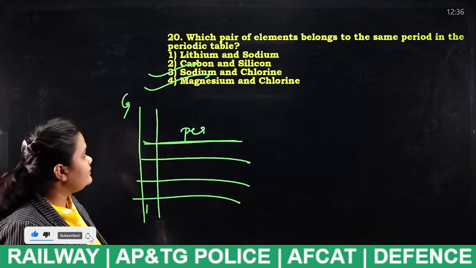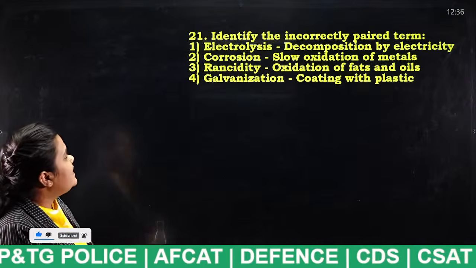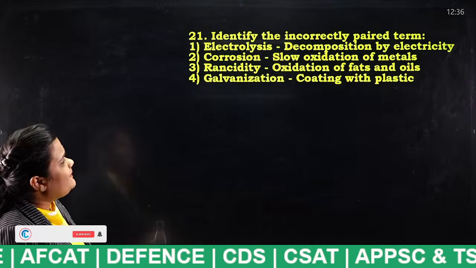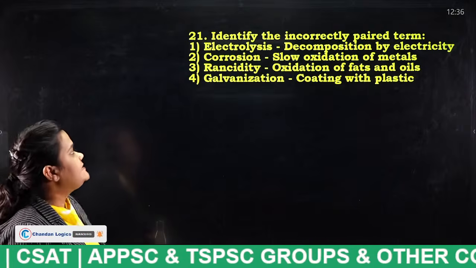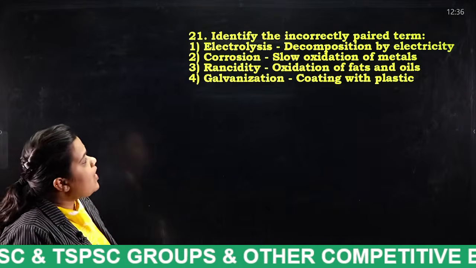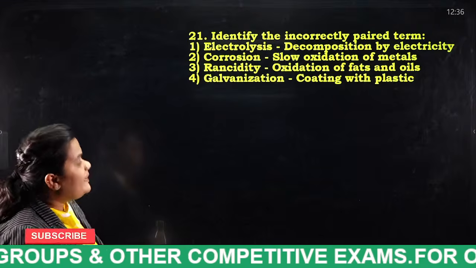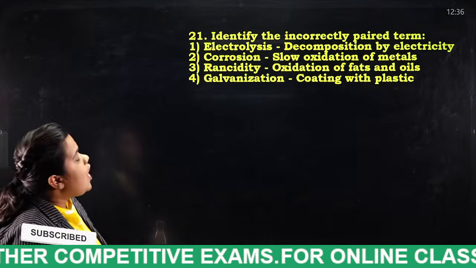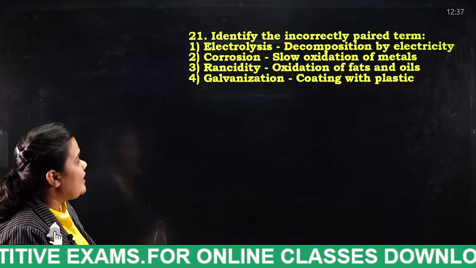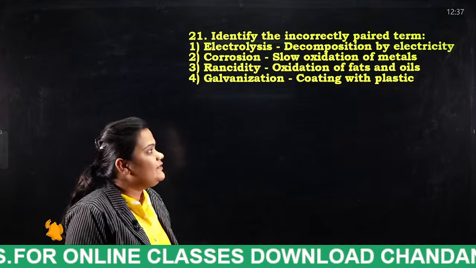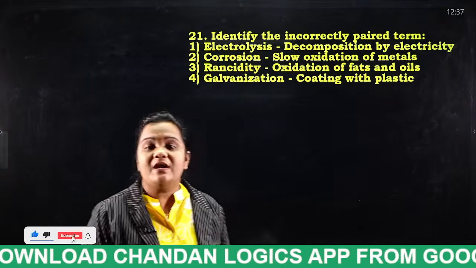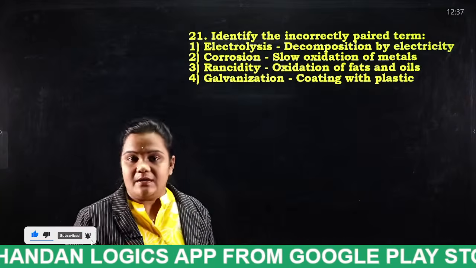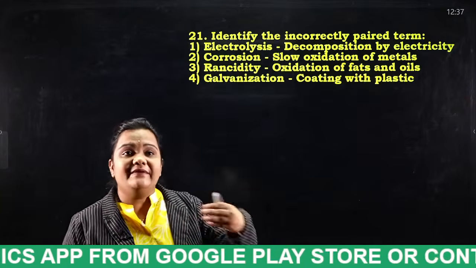Next, identify the incorrectly paired term. Electrolysis, decomposition by electricity. Corrosion, slow oxidation of metals. Rancidity, oxidation of fats and oils. Galvanization, coating with plastic. So tell me students, in the given question, one pair is not correct. Identify it.